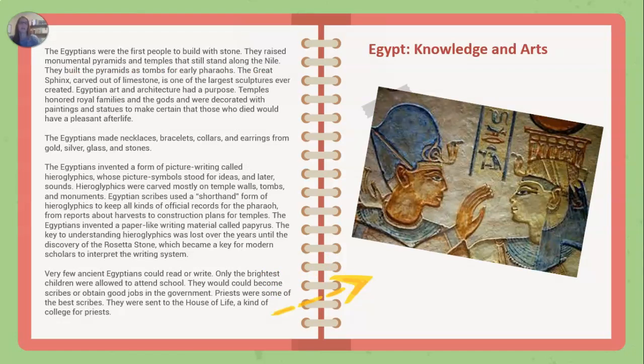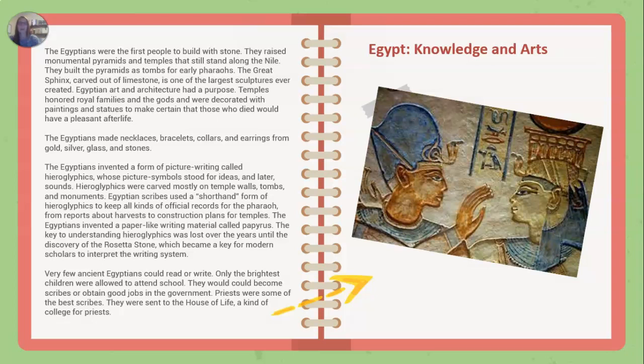Egypt, knowledge of arts. The Egyptians were the first people to build with stone. They raised monumental pyramids and temples that still stand along the Nile. They built the pyramids as tombs for early pharaohs. The Great Sphinx carved out of limestone is one of the largest sculptures ever created. Egyptian art and architecture had a purpose. Temples honored royal families and the gods. Tombs were decorated with paintings and statues to make certain that those who died would have a pleasant afterlife.